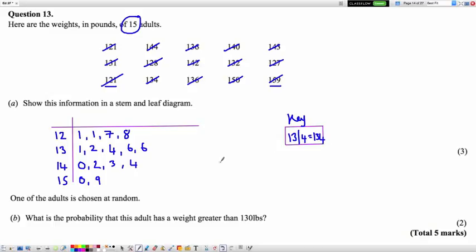One of the adults is chosen at random. What is the probability that this adult has a weight greater than 130 pounds? Well, let's look at our information here. How many of the adults have a weight greater than 130? Well, we start here, and this number here is already above, because this is 131. So we have 1, 2, 3, 4, 5, 6, 7, 8, 9, 10, 11. So we have 11 out of the 15. So this is the probability.